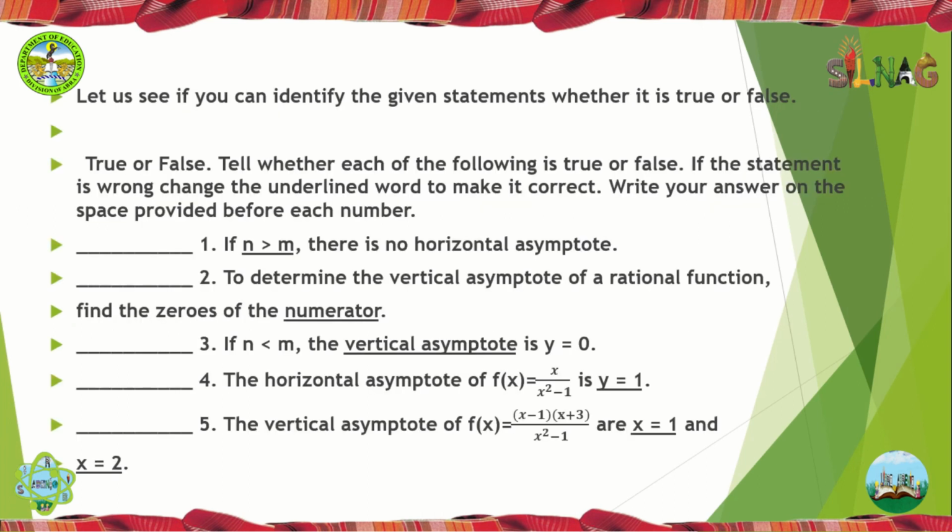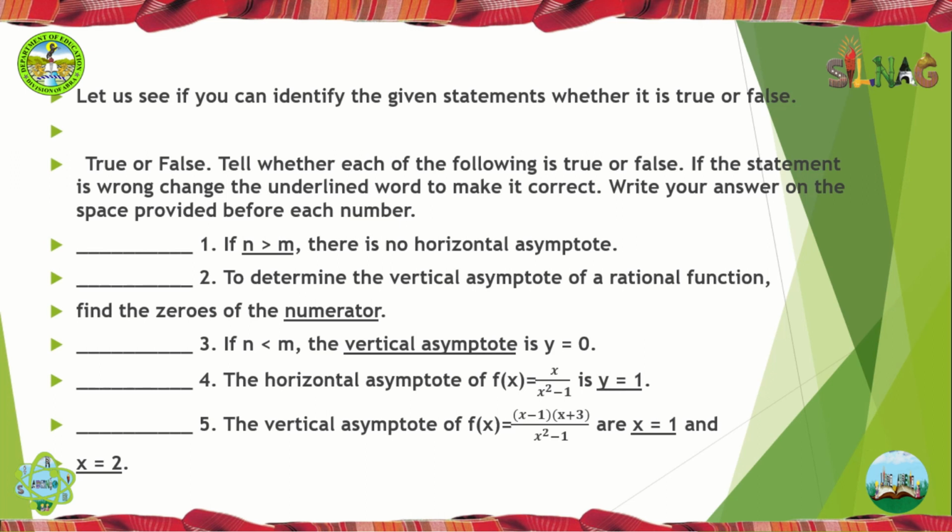Let us see if you can identify the given statements, whether it is true or false. So tell whether each of the following is true or false. If the statement is wrong, change the underlined word to make it correct. Write your answer on the space provided before each number. Number 1. If n is greater than m, there is no horizontal asymptote. The underlined phrase is n is greater than m.